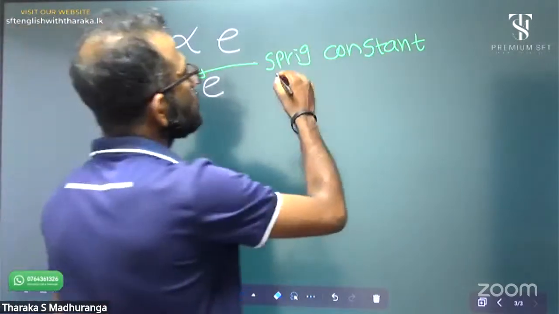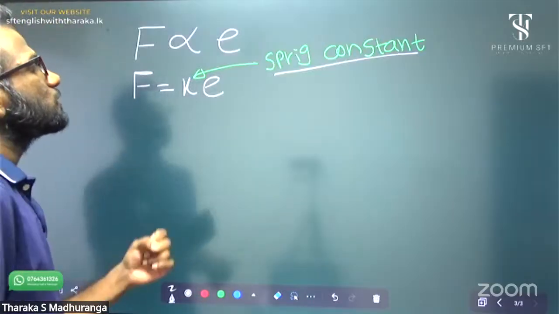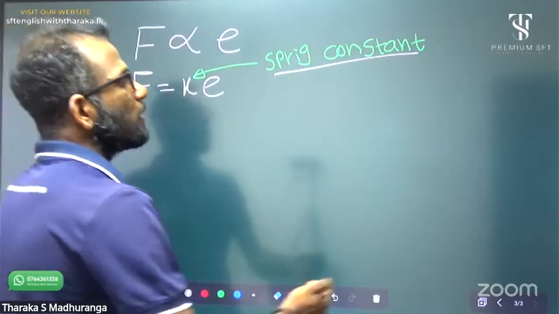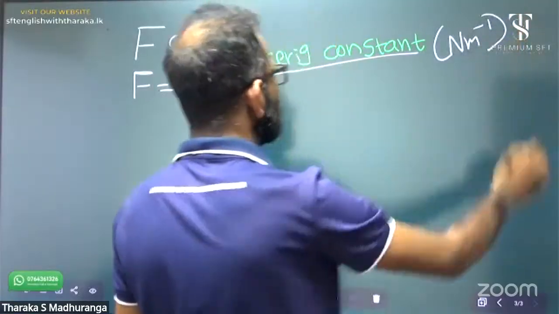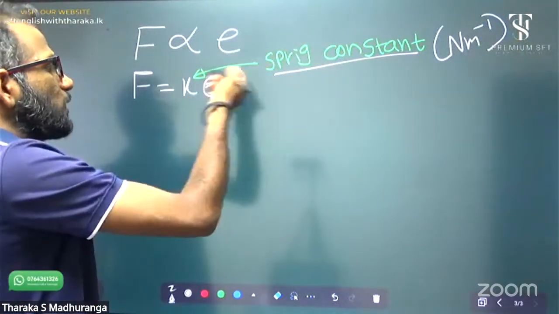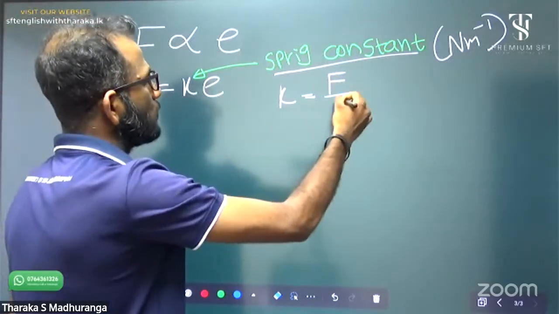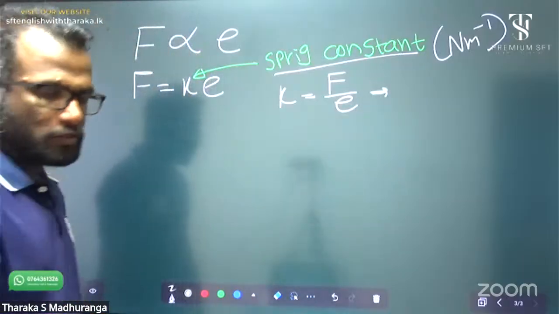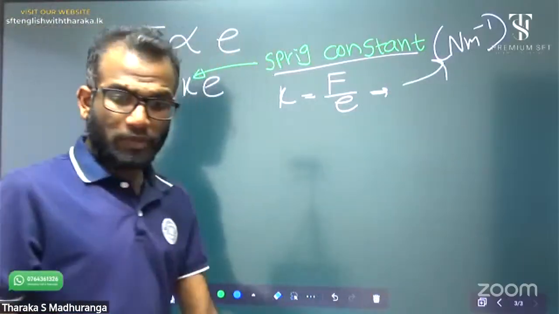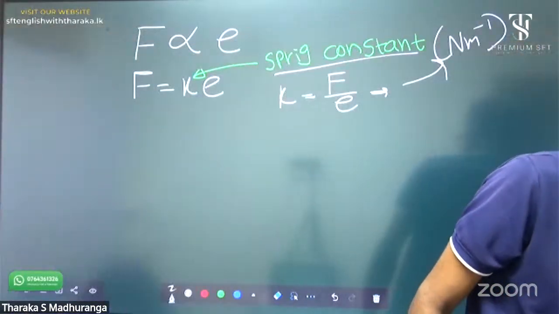Okay. The K is the spring constant. Do you remember what the unit of spring constant is? The unit is N m minus 1, right? Because if we isolate K, K equals F over E, so newtons per meter. Okay, I'm doing the full lesson, the mechanical properties of matter. I am summarizing the full lesson.